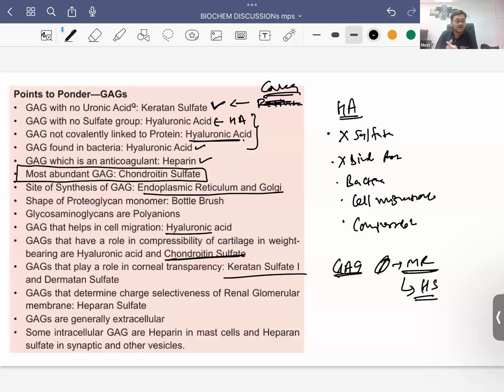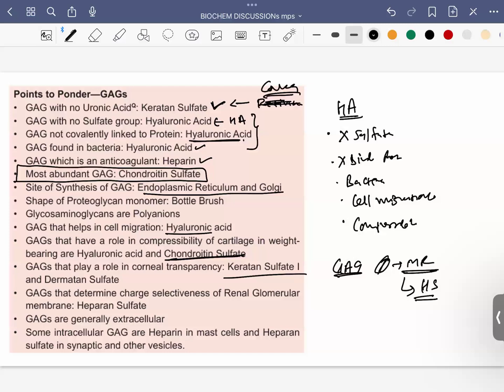Intracellular GAG, that is glycosaminoglycans, are present within the cell. In mucopolysaccharidosis, the leukocytes will have different types of inclusion bodies in the form of glycosaminoglycans, except for one. Which condition does not have leukocyte inclusions? Which type? Type 4.